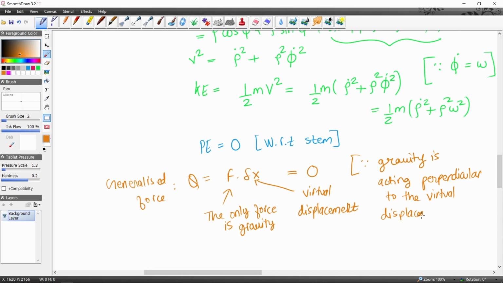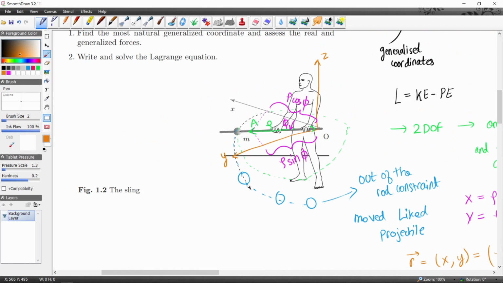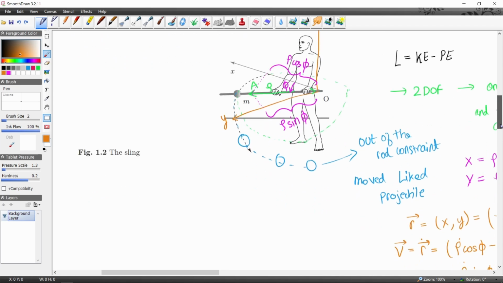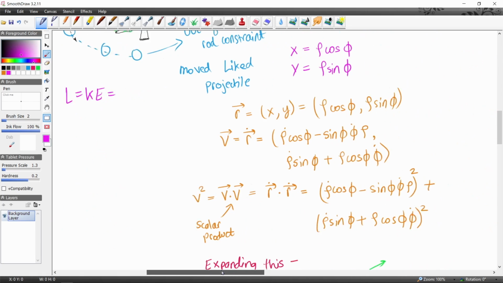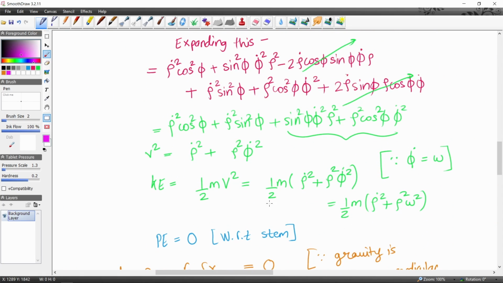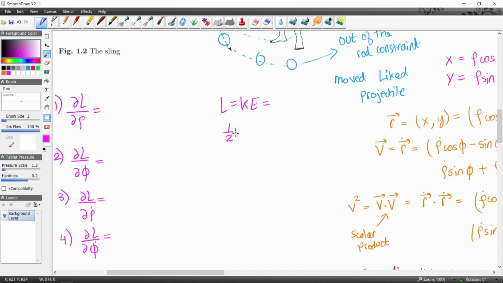We can also see it from the figure if we draw out the vectors of gravity and the motion of mass m. Now we are almost done. We just need to find out the required derivatives for the Lagrangian. So these are the 4 derivatives that we need to find out. Let's just copy out what is the Lagrangian. We know that the Lagrangian we found is equal to the kinetic energy, which is half m (rho dot square plus rho square phi dot square), since the potential energy and generalized forces are equal to 0.